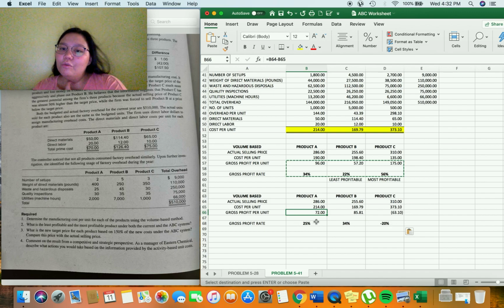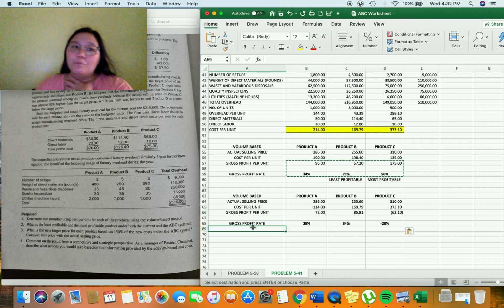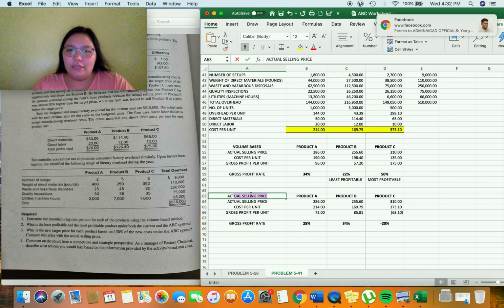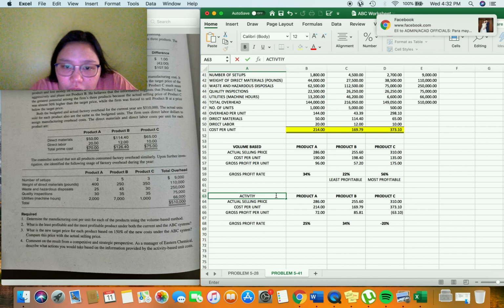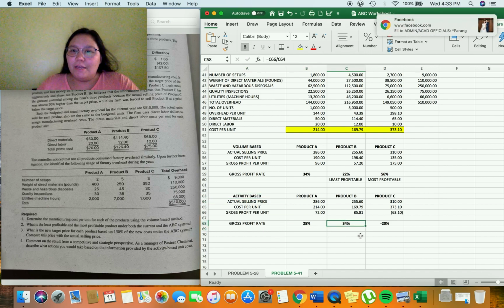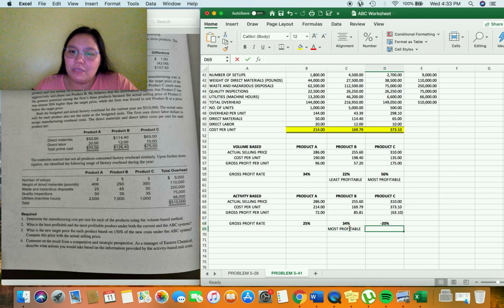So now, when we analyze, diba? When we compute for the gross profit rate of the products, diba? Under activity-based, this is not volume-based na, activity-based na pala siya. Yeah. Activity-based. This time, tables have turned, diba? The most profitable product na is B, and the least profitable product is already product C.